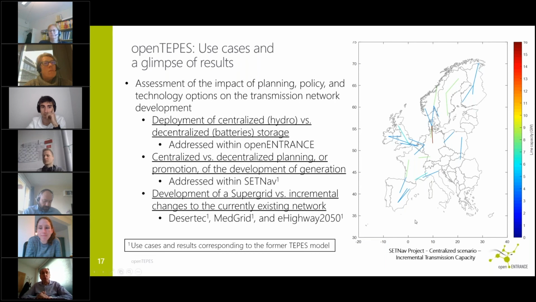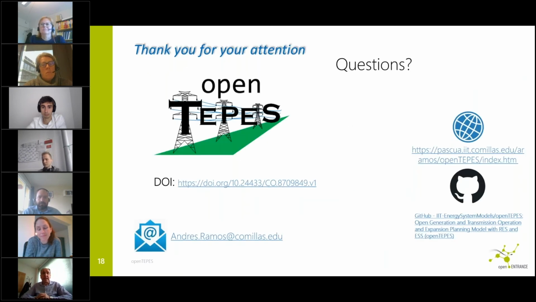Nowadays we are using this model more to evaluate or to assess different kinds of storage systems, for example, pumped storage hydro or batteries at operational level, and try to compare both in the medium or long term. And that is all from my side. In the next slide, you can see that the model is freely available on different sites, and you can download it and use it for your own purposes. Thank you very much for the attention.